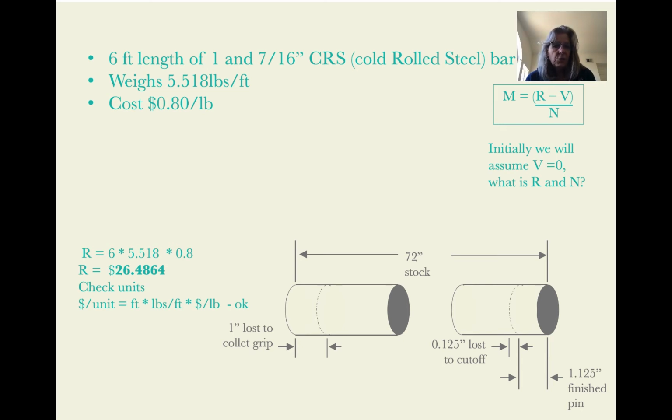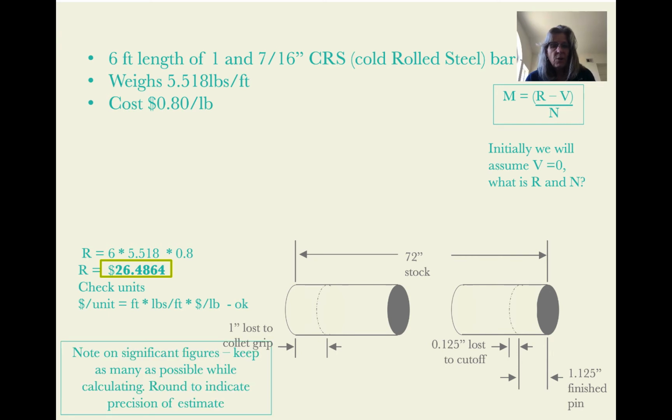We always need to make sure that we have the unit analysis correct, so I included that in that calculation. So it's $26.48. The other thing I wanted to point out here is that you should keep as many significant figures as you can in calculating, and most of the time your calculator can handle that, or if you're doing it in Excel, it can keep as many as you want. But then at the end, we need to round to indicate the precision of the estimate. This estimate's pretty precise because we know how much it weighs per pound and we know how long it is, so we can keep this many significant digits. But in the end, we need to be cognizant of the precision of our estimate.